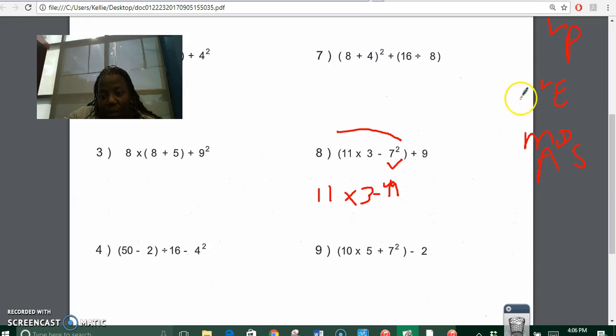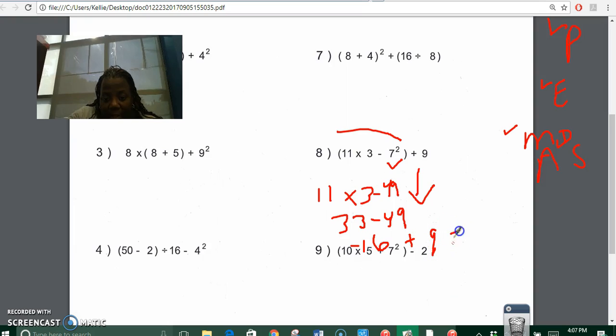Now what would you do according to PEMDAS? Multiply or divide. So the 11 times 3, that's 33. If we bring this down, it's minus 49. You should get a negative number. So 33 minus 49. That's going to be negative 16. And then bring this all the way down. Negative 16 plus 9, which is going to be negative 7. Negative 7 for that answer.